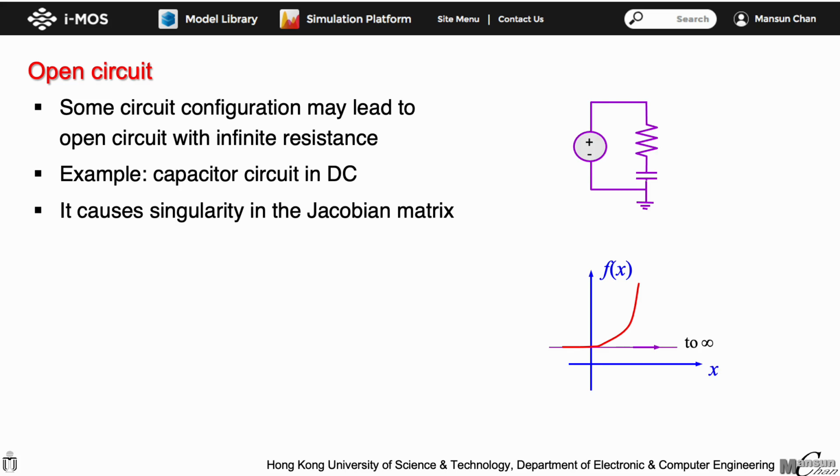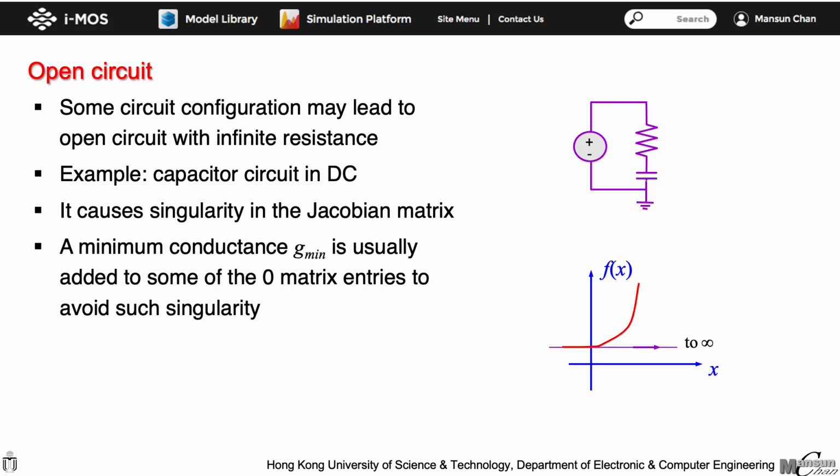Another example is a function like what is given in the figure here, where there is a region with zero conductance. It will need to be extended to infinity before the derivative can cross the x-axis. To prevent some of the important Jacobian matrix entries from becoming zero, a small number Gmin, representing the minimum conductance, can be added to some of the zero matrix entries to prevent the Jacobian matrix from becoming singular.